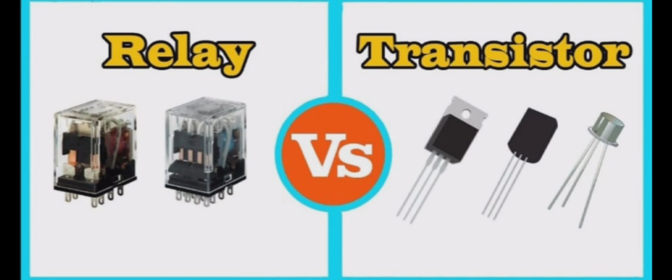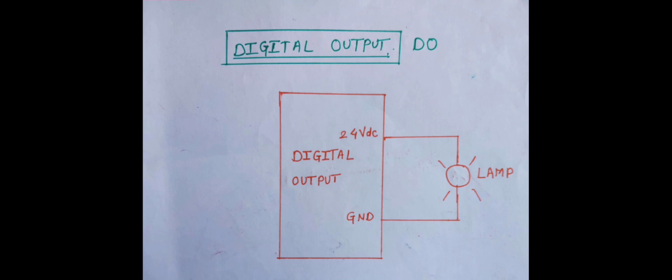So the third one is the triac output PLC. It only runs on AC loads and it is used in fast running applications. As the transistor is used only for DC applications, just like that the triac output is only used for AC applications.